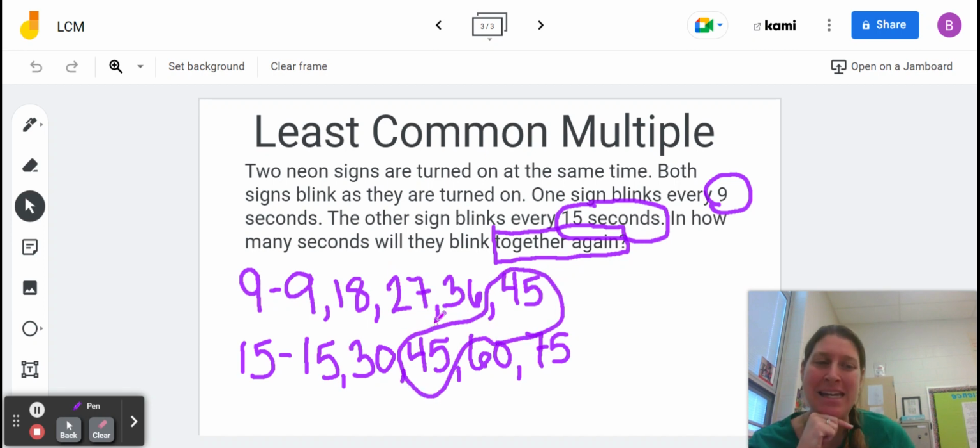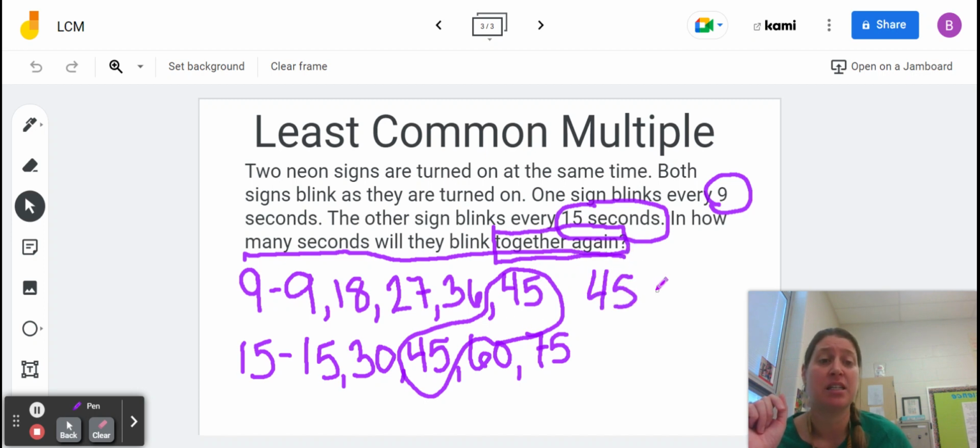But what does that mean? That tells me how many seconds it's going to be. So after 45 seconds, or every 45 seconds, the signs will blink at the same time. So you have to know what it means in context. It says, in how many seconds will they blink together again? So in 45 seconds.